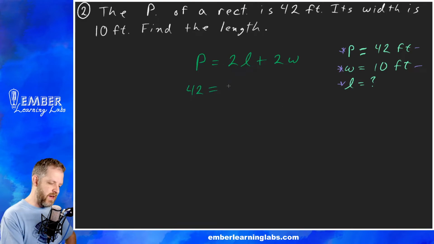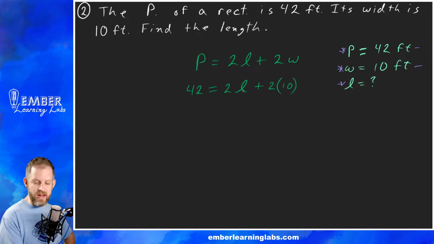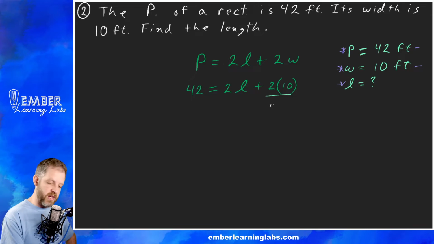So we're going to put a 42 right here, right? And then we're going to put a 2L. The L is going to stay an L because it's our unknown, right? Plus 2 times our width, which is 10. So now we've got a little equation and we can solve that, right? So we're going to start out by doing 2 times 10. So what is 2 times 10? It's 20. Bring down our plus, and 2L equals 42.